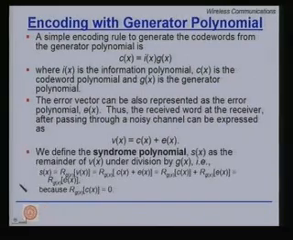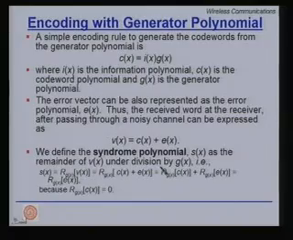Now, let us maintain the analogy. We had a generator matrix, we have a generator polynomial; we had a syndrome, we have a syndrome polynomial also. So, the syndrome polynomial s(x) is the remainder of v(x) under division by g(x). Clearly, if g(x) completely divides v(x), that is, the remainder is 0, then you have a valid polynomial.